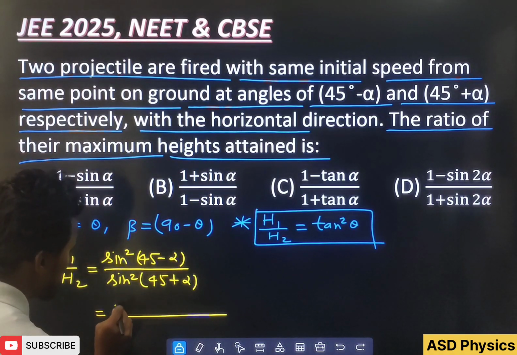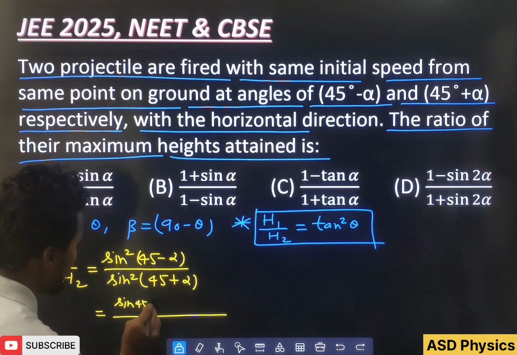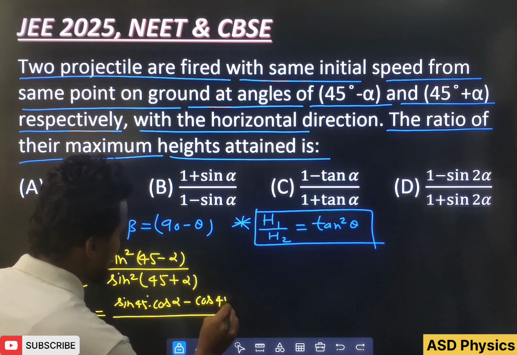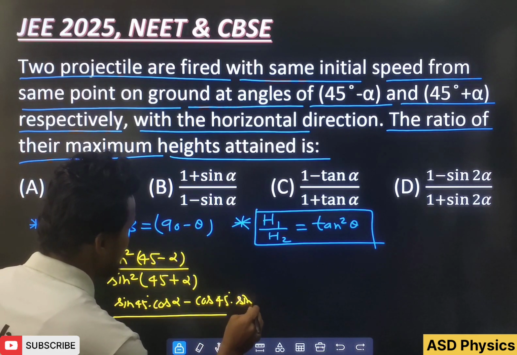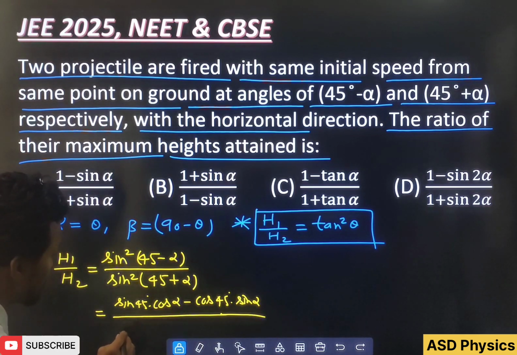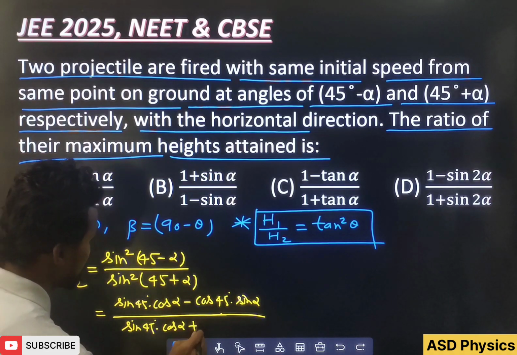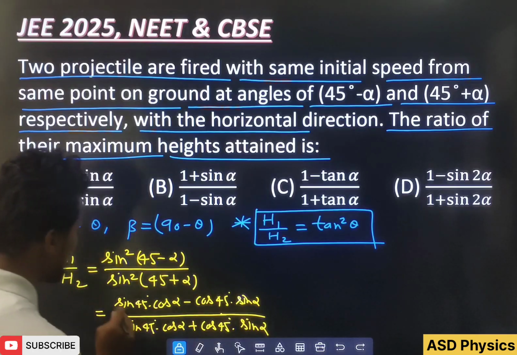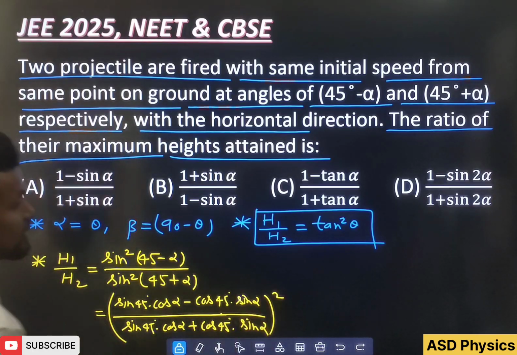So I can write here, kindly see, it will become sin 45 into cos alpha minus cos 45 into sin alpha. Here also it will become what? Can you see here? Sin 45 into cos alpha plus cos 45 into sin alpha. And this will be overall square.